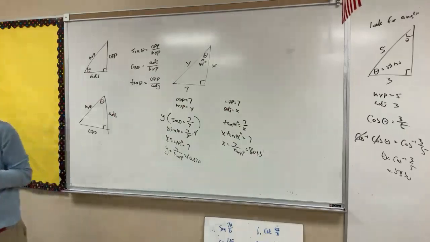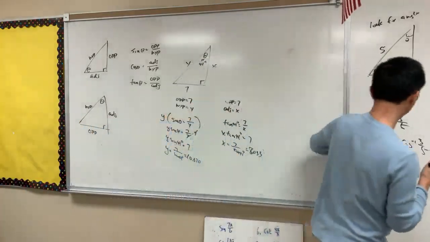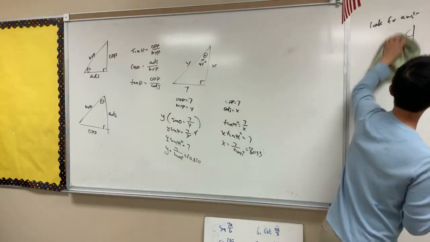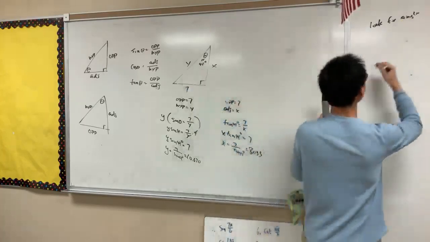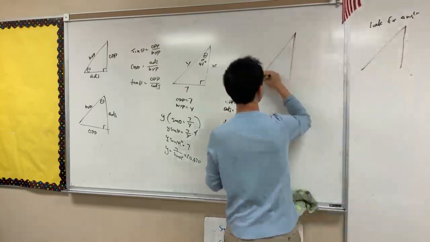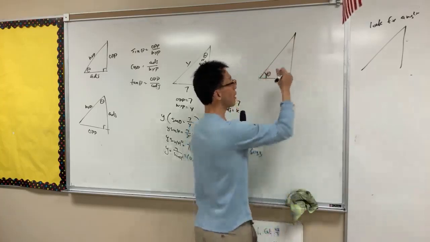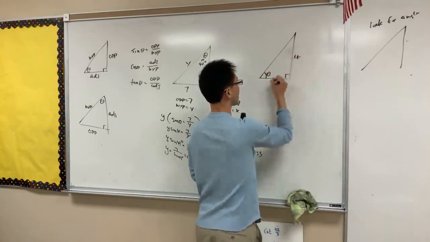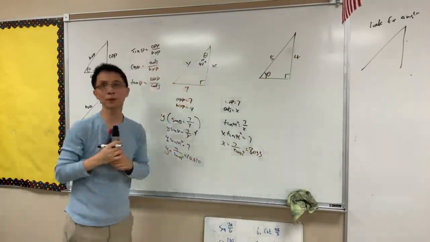Any questions about this part? Is this hard? No? Let's try again. Now we're going to try a different situation. Tell me what's the difference between this situation and this situation. I have this as the angle, this side is 4, and this side is 5. So I'm looking for the angle.